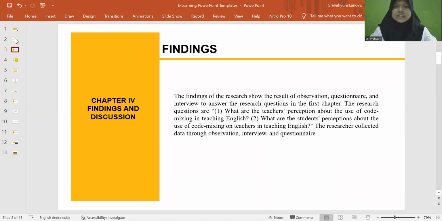The first part is findings. So the finding of the research. So the result of observation, questionnaire, and interview to answer the research questions in the first chapter. The research questions are: first, what are the teacher's perception about the use of code mixing in teaching English? And the second one is, what are the students' perceptions about the use of code mixing on teachers in teaching English? The researcher collected data through observation, interview, and questionnaire.